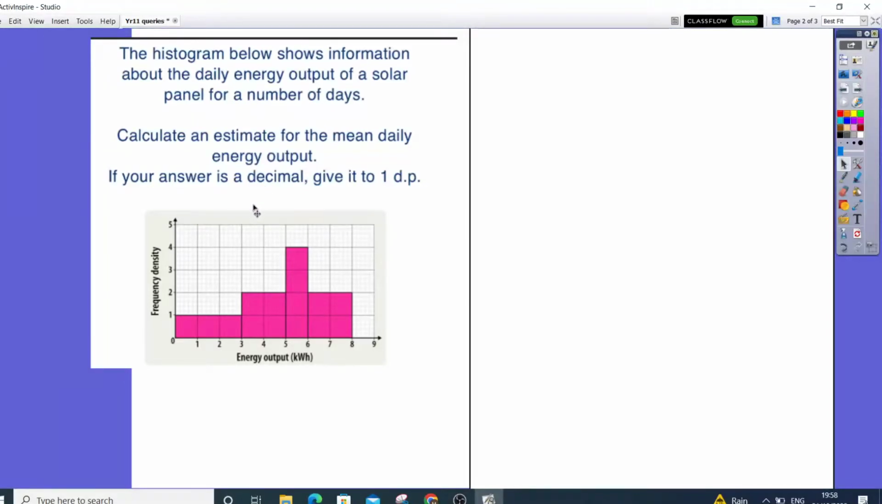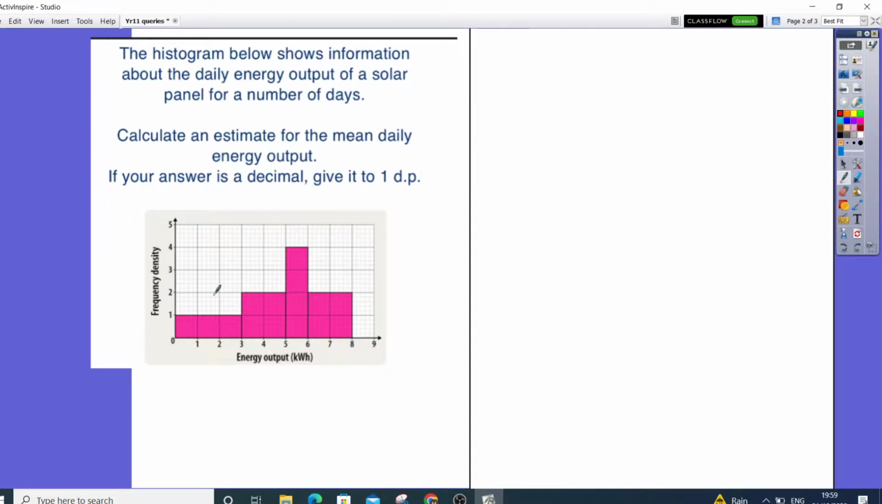And let's have a look at this histogram question. Okay, first of all, let's quickly read it. The histogram below shows information about the daily energy output of a solar panel for a number of days. Calculate an estimate for the mean daily energy output. If your answer is in decimal, give it to 1 decimal place.